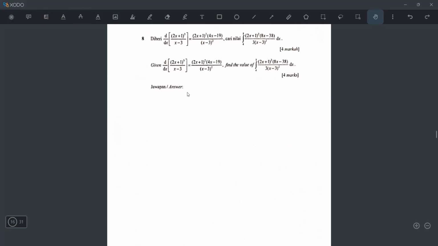Okay, so let's move on to question number 8. So I believe we are already at the halfway. Okay, we're halfway done already with this paper because there's 15 questions, right? Okay, now let's go. Given that the differentiate this thing equals to this, and then find value.